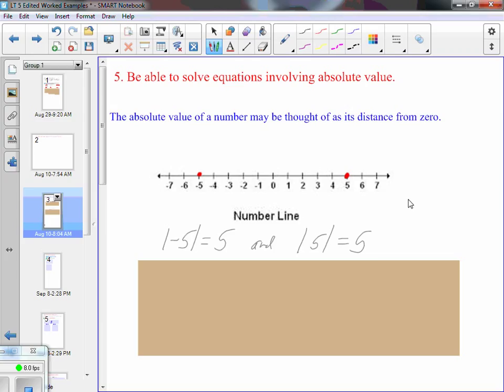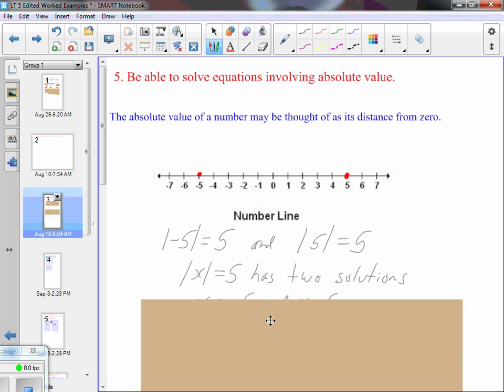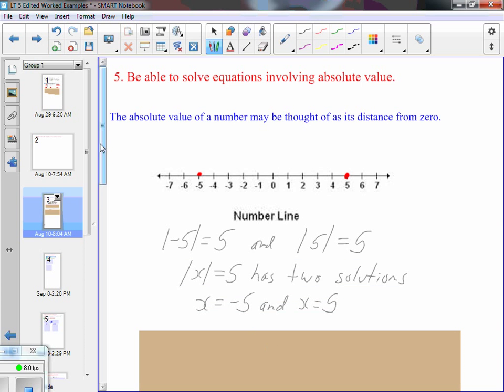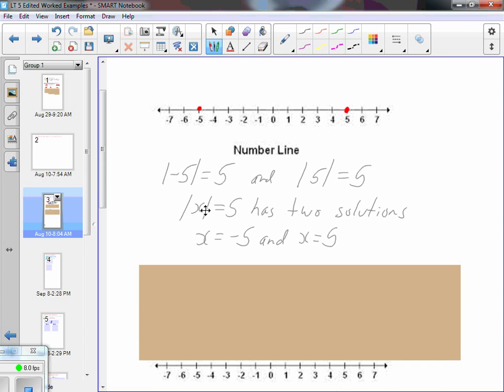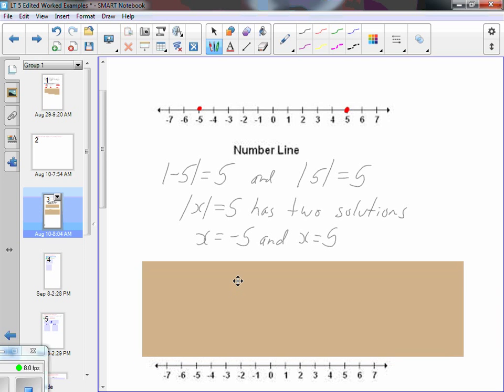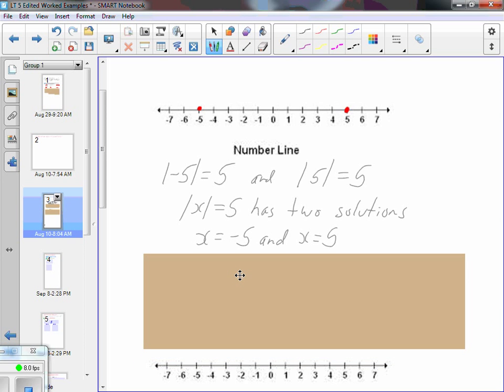All right? What 2 numbers have an absolute value of 7? Negative 7 and 7. If you make an equation out of this, if you say the absolute value of x equals 5, there's 2 solutions. Because what 2 numbers have an absolute value of 5? Negative 5 and 5. Okay? So whenever you have an equation like that, expect to get 2 solutions.